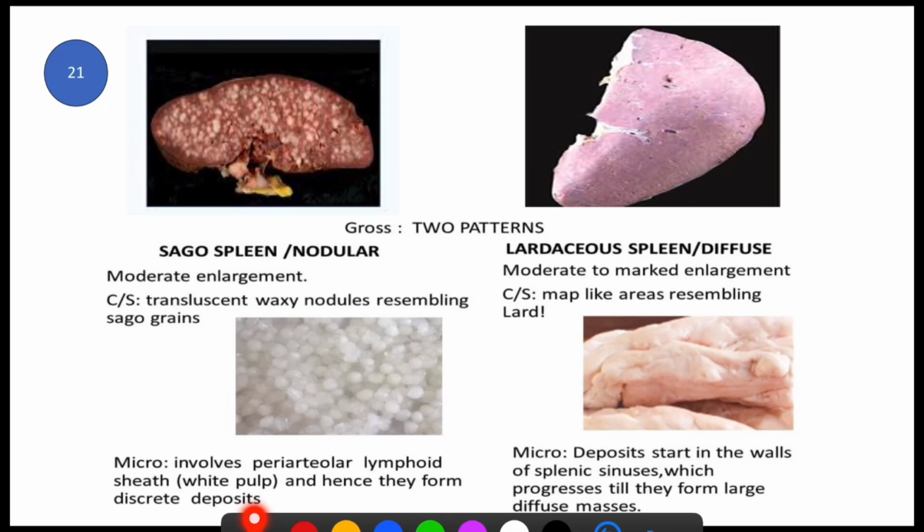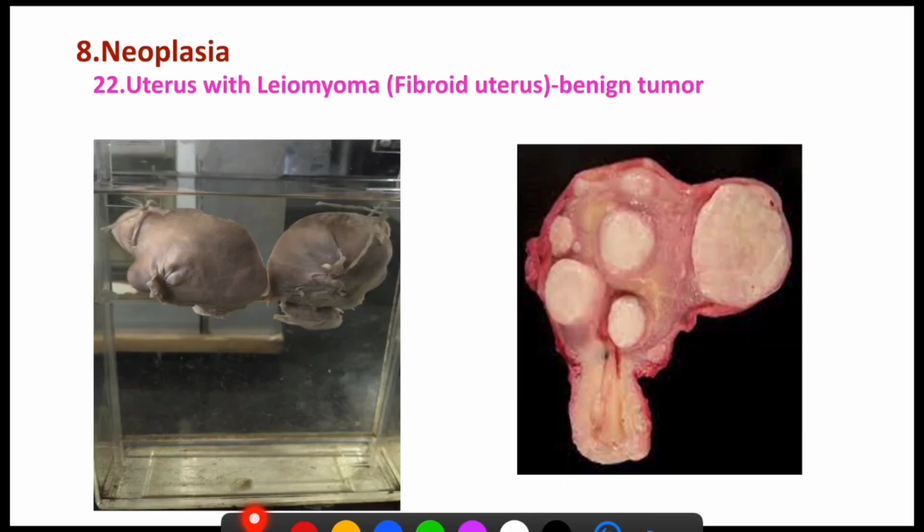So microscopically, if we see amyloid deposition, it starts in the walls of the splenic sinuses and progresses till they form a large diffuse mass. So sago spleen and lardaceous spleen are both examples of amyloidosis of spleen, and these are the two patterns of appearance.